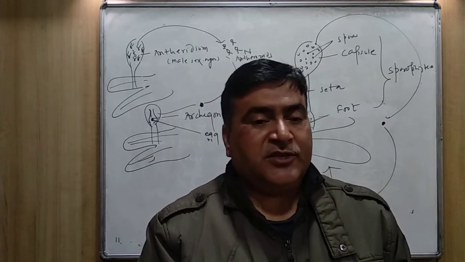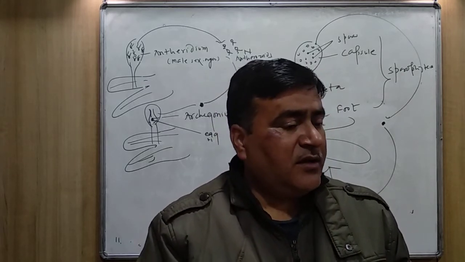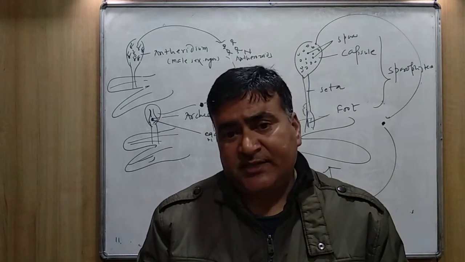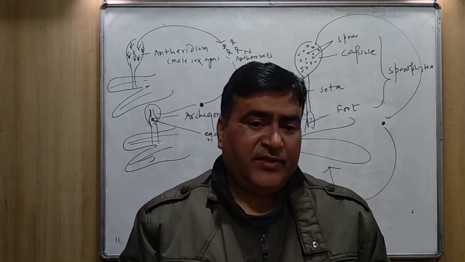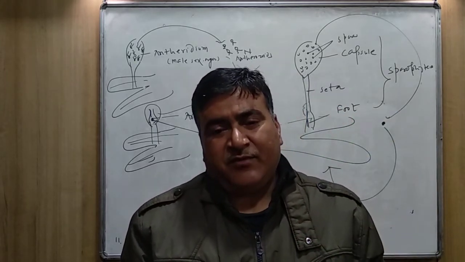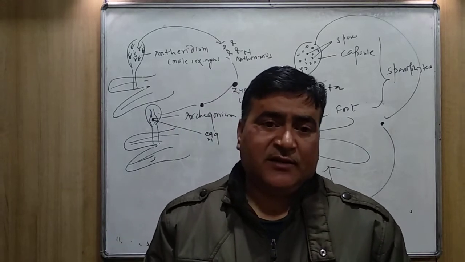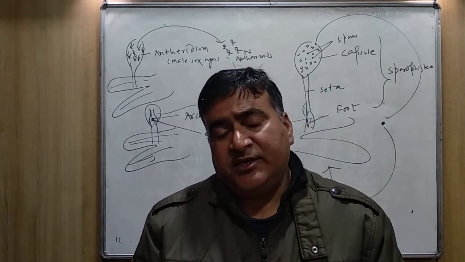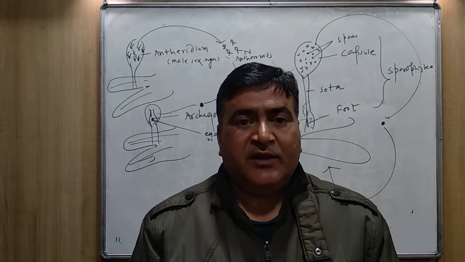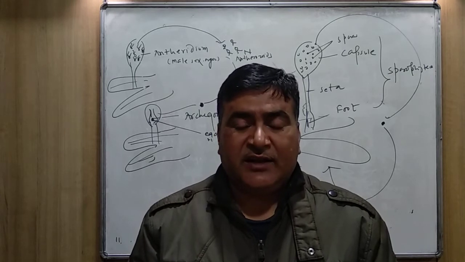Bryophytes grow in moist and shaded areas in the hills. Bryophytes are mainly thalloid in nature, except mosses. In the moss, I will teach you later, the plant body is differentiated into rhizoids, a stem-like structure and leaves. Mosses are advanced a little bit, but the majority of the bryophytes have a thalloid body, like liverworts. The male sex organ is known as antheridium, and the female sex organ is known as archegonium. Antheridium produces antherozoites and archegonium produces egg.